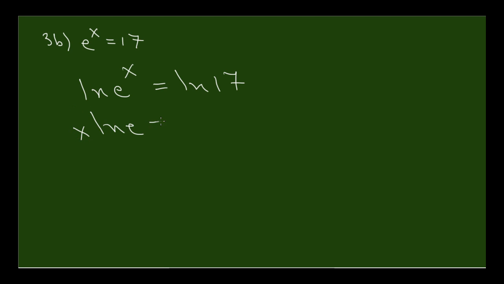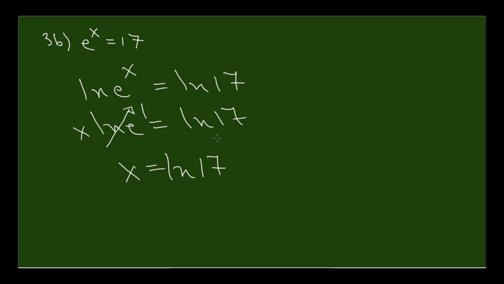Now, 3b. Well, 3b, we have e to the x is equal to 17. Something we can do here is take the natural logarithm of both sides. That would give us the natural logarithm of e to the x is equal to the natural logarithm of 17. By that exponent property we mentioned earlier, we can take this x out. This gives us x times ln e is equal to the natural logarithm of 17. Well, the natural logarithm of e is just 1. That leaves us with x is equal to the natural logarithm of 17.